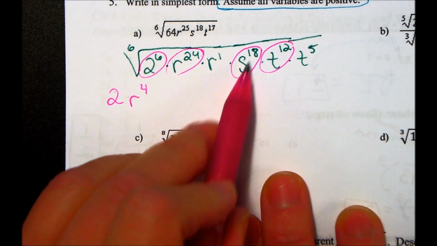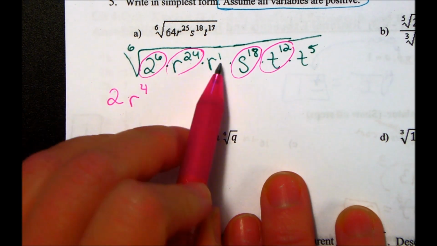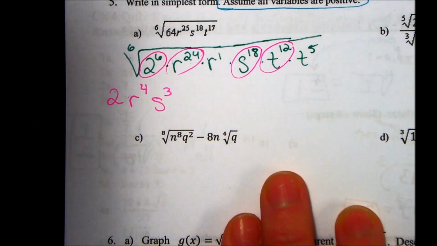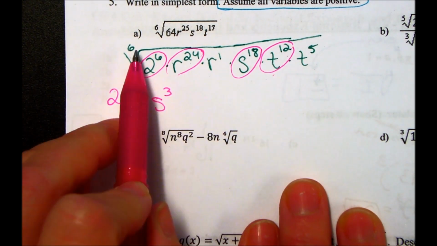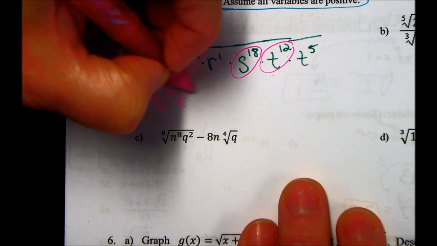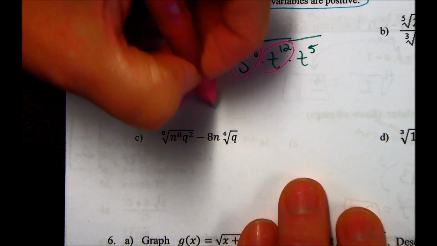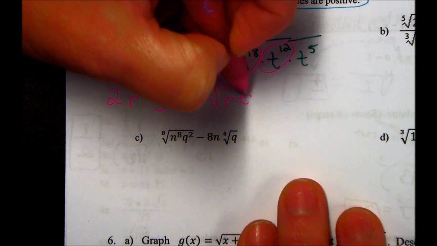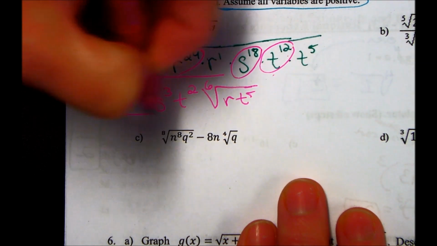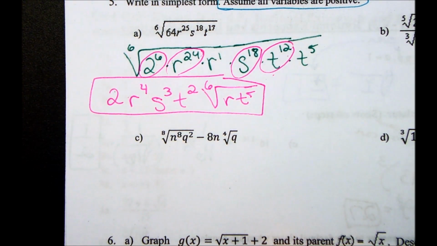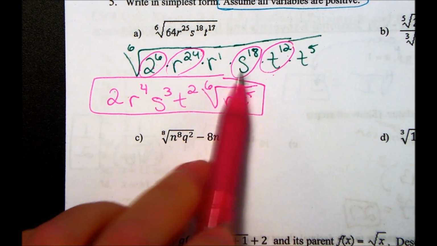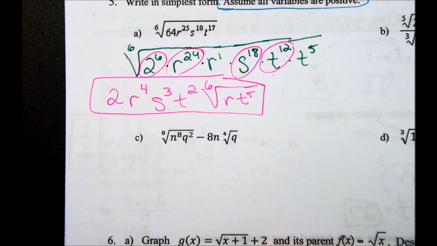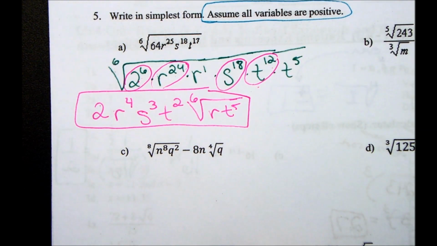Then I'm going to go to the s to the 18th. The 6th root of that, take your 18 divided by 6, and you get s to the 3rd. And then you can divide the 12 by the 6, and you get t squared. And then you've got your leftovers that still have to stay under that 6th root of r t to the 5th. And there we have it. So all of these reduced, and they came on the outside, and then the r and the t to the 5th had to stay underneath, and that's our simplified form.